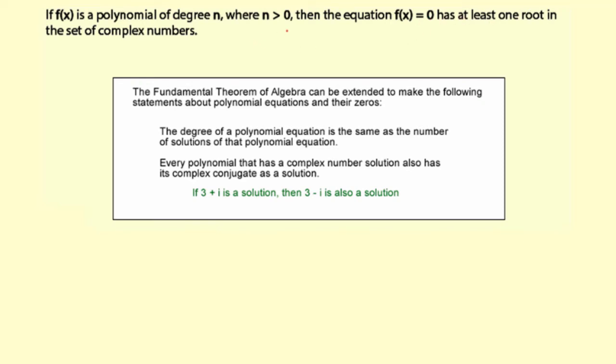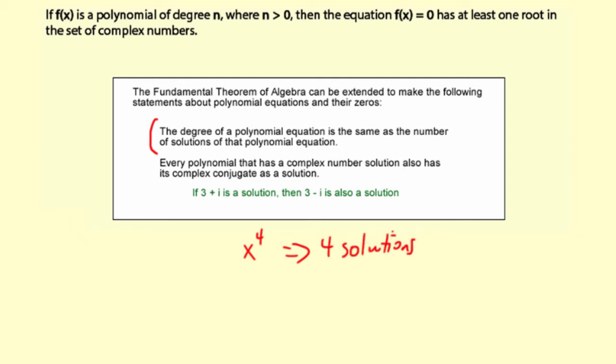So if you have a degree greater than 0, you're going to have at least one root in the set of complex numbers. But you can extend that to say these other things as well, and these are the important ones for what we're doing. The degree of a polynomial equation is the same as the number of solutions of that polynomial equation, and that includes complex numbers. So if you have an x to the fourth polynomial, there are going to be 4 solutions.